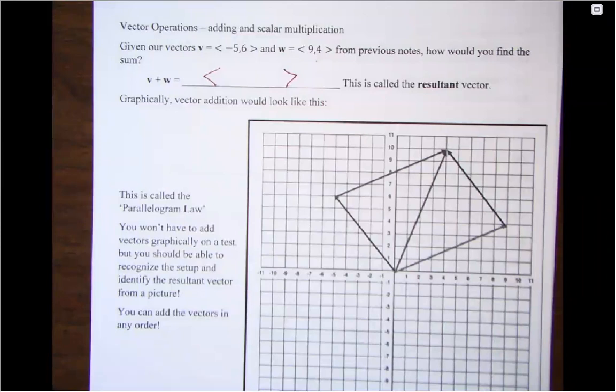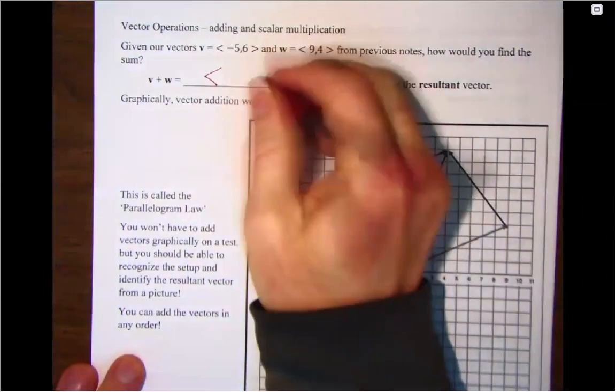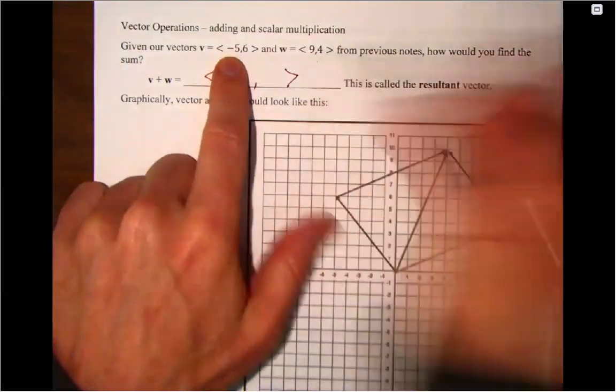Yeah, so you're going to do them separately. You're going to add the x's, get that number. You're going to add the y's, get that number, and you're done. Because your answer is going to be a vector, so your answer is still going to be something comma something. So you just add the x's and the y's.